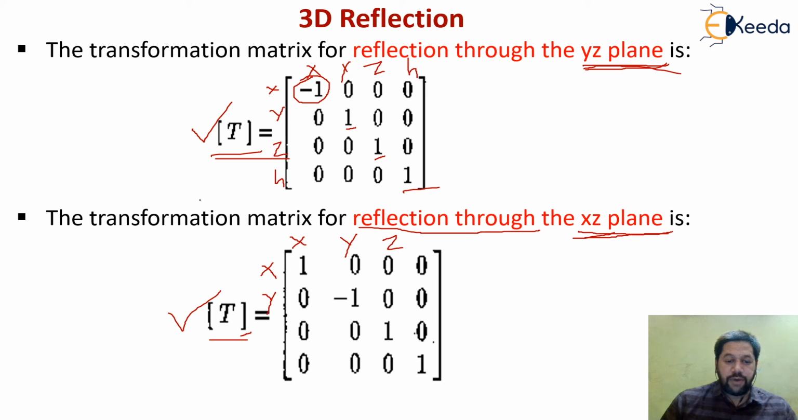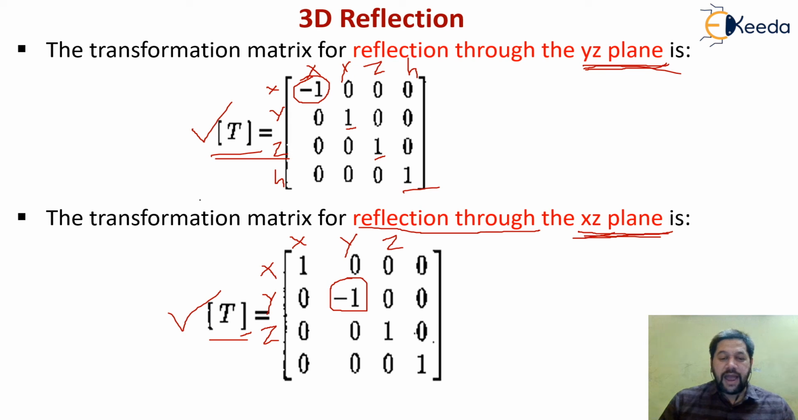So this is x, this is y, this is z, and for reflection through the xz plane, only the y value will be reversed, or made minus. You can find that the row of y and column of y represent the diagonal term, and this value is -1. All the remaining diagonal values are 1, 1, 1, and all remaining values are 0.